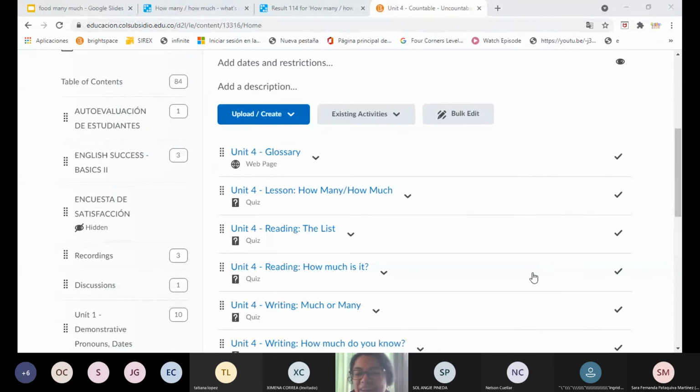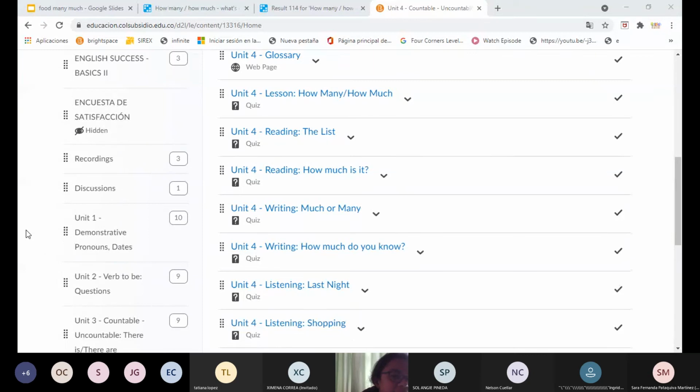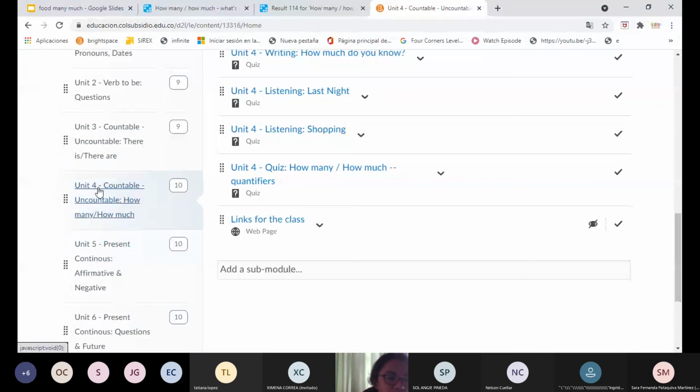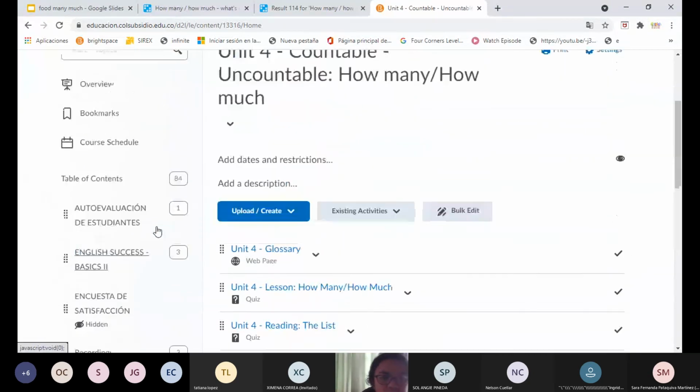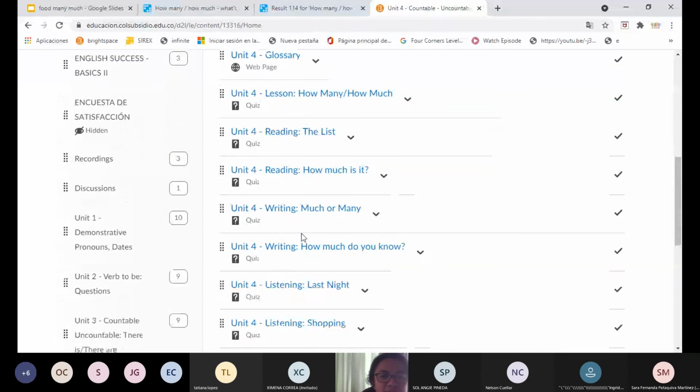And Tatiana, Jimena, and Geraldine, is the instruction clear? Yes, teacher. All right, let's do it. Vamos a hacerlo antes de irnos al segundo descanso. Let's do that before the second break. Remember here, guys, we go to Unit 4, Countable and Uncountables. We're going to practice with the lesson. What is the correct answer for those 10 sentences? Okay? Let's do it.